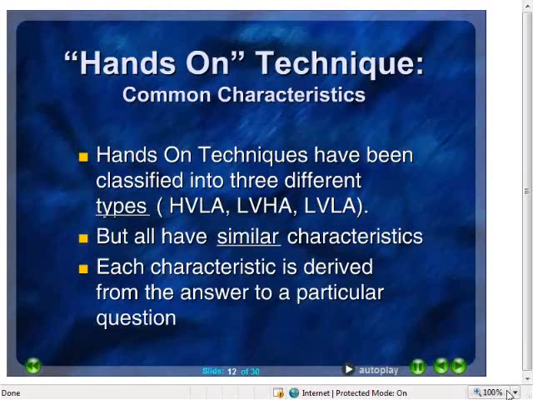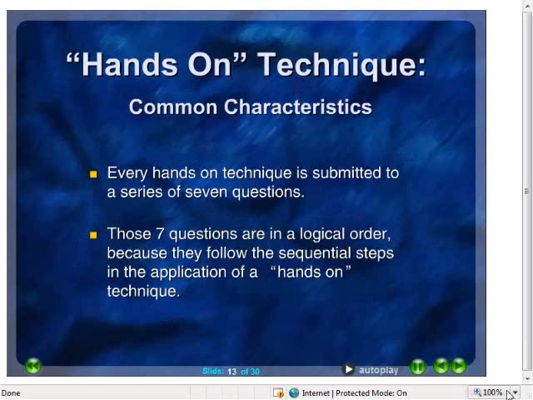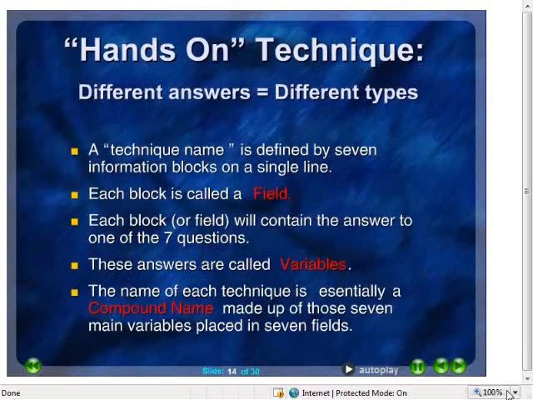Hands-on techniques have been classified into three different types: HVLA, LVHA, and LVLA, but all have similar characteristics. Each characteristic is derived from the answer to a particular question. Every hands-on technique is submitted to a series of 7 questions. Those 7 questions are in a logical order because they follow the sequential steps in the application of a hands-on technique. A technique name is defined by 7 information blocks on a single line.